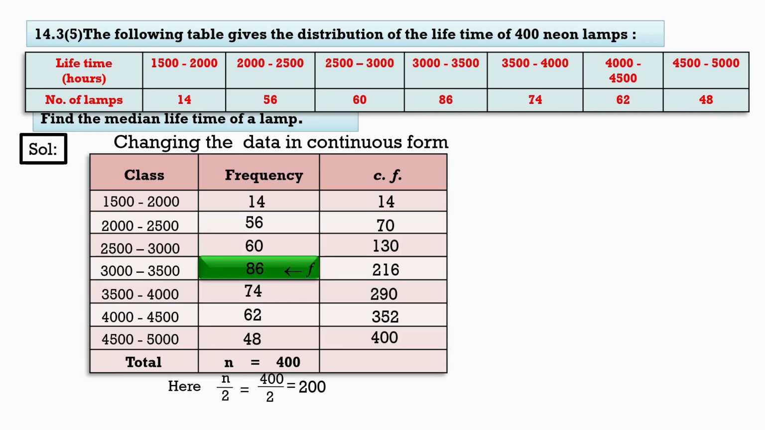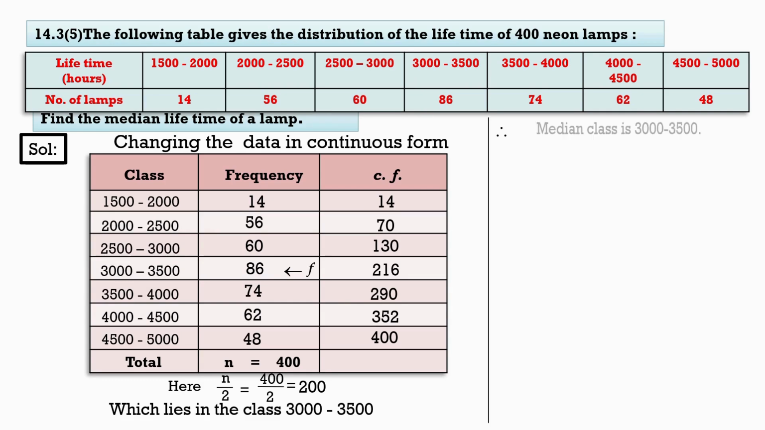So you remember the formula? There we use the F. So F is going to be this one now. Whatever cumulative frequency has a value just greater than n by 2, that class interval will be the median class. So this 200 lies in the class 3000 to 3500. So the median class is 3000 to 3500.